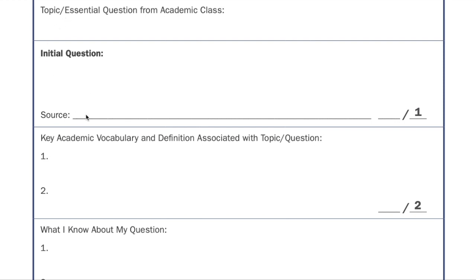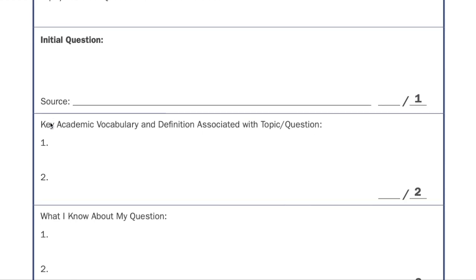Your source might be your textbook in math. It might be a certain lesson in English. It might be an article you read in social studies, etc. So where is this coming from?